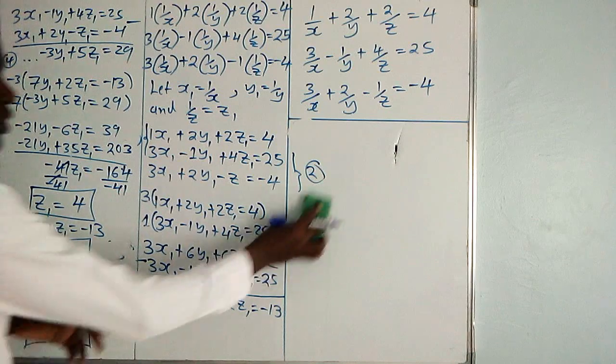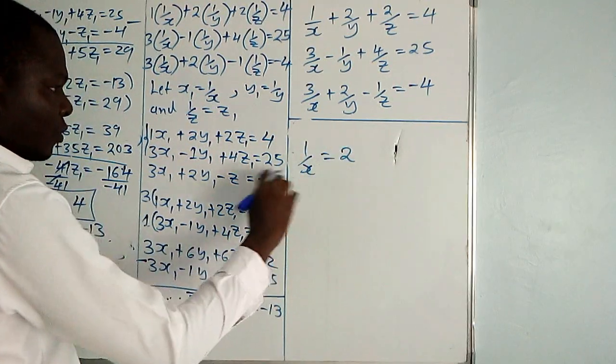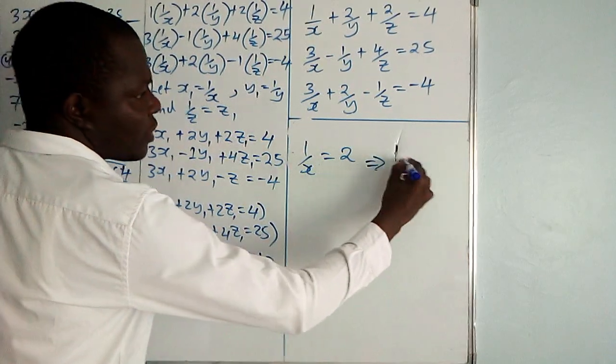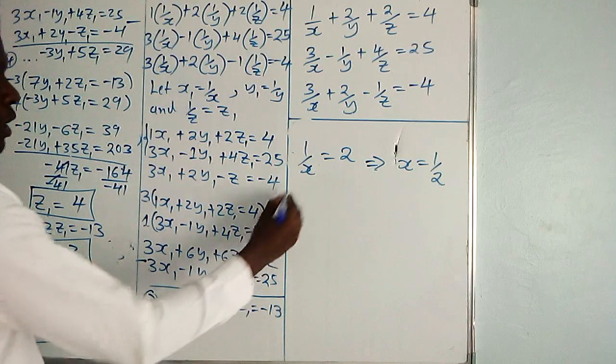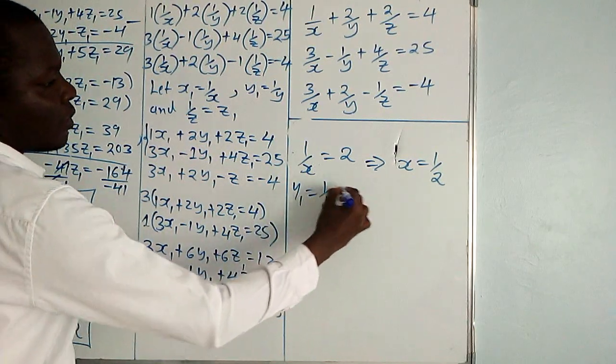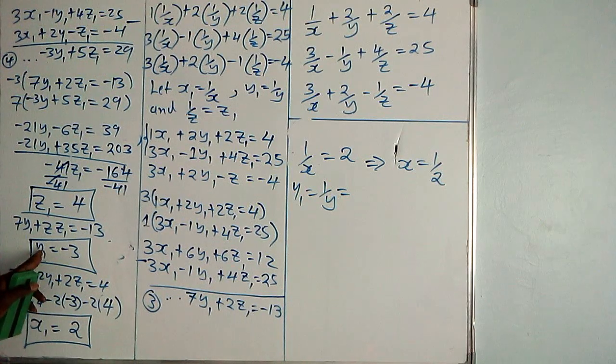So what was x1? x1 was 1 over x, so it means 1 over x is 2. So that implies x is 1 over 2. The reciprocal, you look for the reciprocal on both sides, isn't it? Yes. If 1 over x is 2, is the same as 2 over 1. So if you look for the reciprocal on both sides of the equation, you get x is 1 over 2. Are we together? Yes. Then you move to the next one.